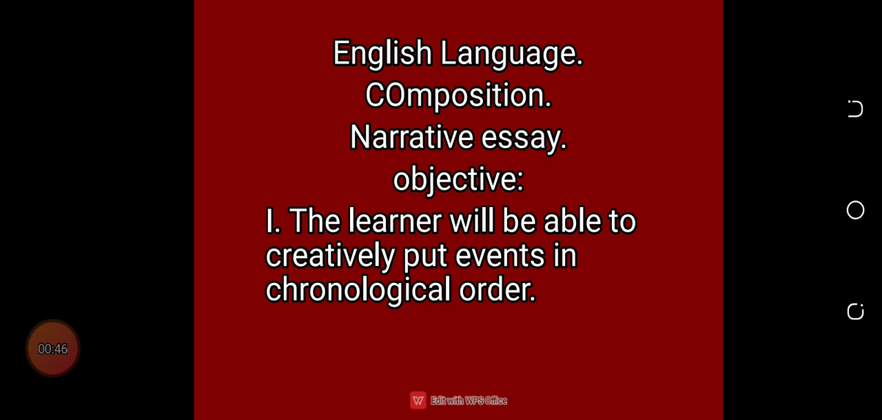So one major objective for our lesson today is that the learner will be able to creatively put events in chronological order.